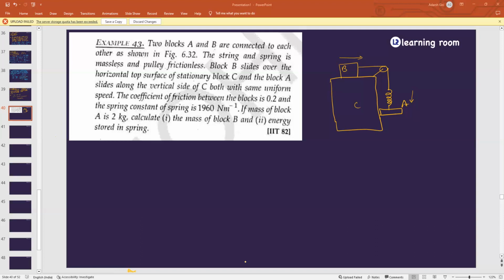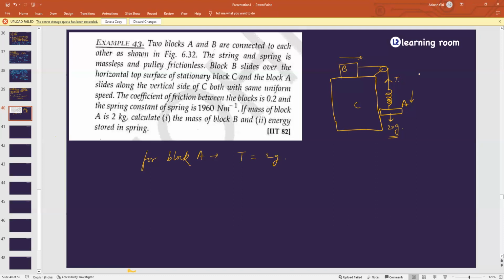So basically, tension is acting here. This tension is the force that is stretching the spring, and that is there due to this weight. Since A has 2 kg mass, the weight will be 2 into g, acceleration due to gravity. That will be the force. So if I write the equation for block A, tension is equal to 2g.